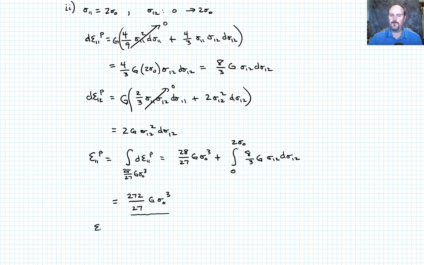And then we can also compute epsilon 1,2 plastic. It doesn't have anything to start with, so we can just directly integrate that. So epsilon 1,2 plastic is going to be equal to the integral from 0 to 2 sigma naught of 2 times g times sigma 1,2 squared d sigma 1,2, which you can readily find is just 16/3 times g times sigma naught cubed. Also a quantity we want to compare.